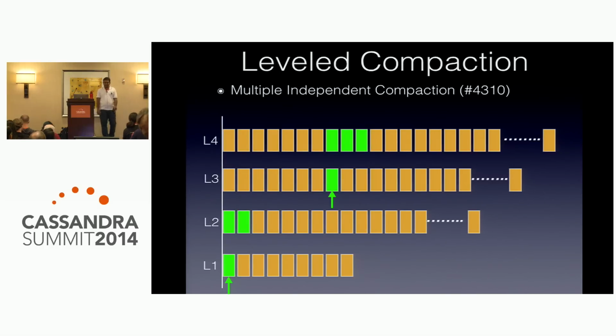So in this case, you can compact L1 and L2 and L3 and L4 at the same time. Because they are not overlapping SS tables, you can compact them in parallel. So this helps in faster compaction. So this was added in 1.2.